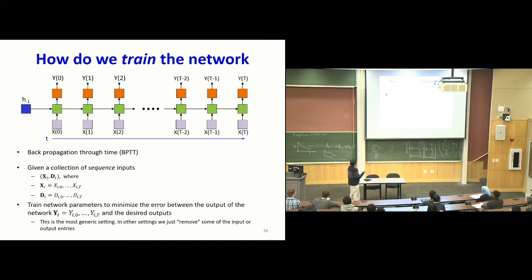Here, what is the direction of flow of information? From the beginning of time to the end of time, right? So in other words, the derivatives themselves are going to have to flow backwards. So we'll call this back propagation through time, or BPTT.